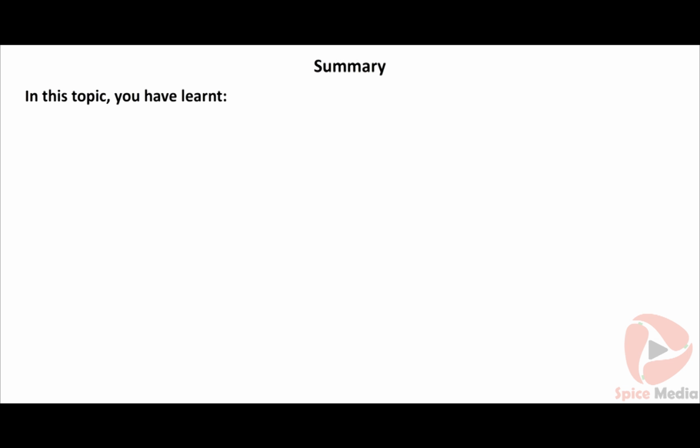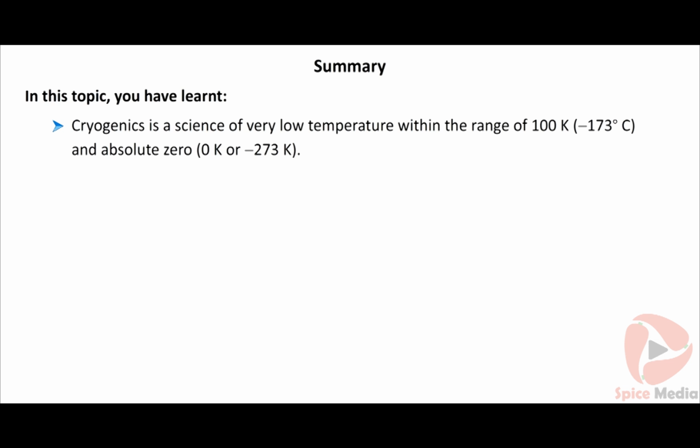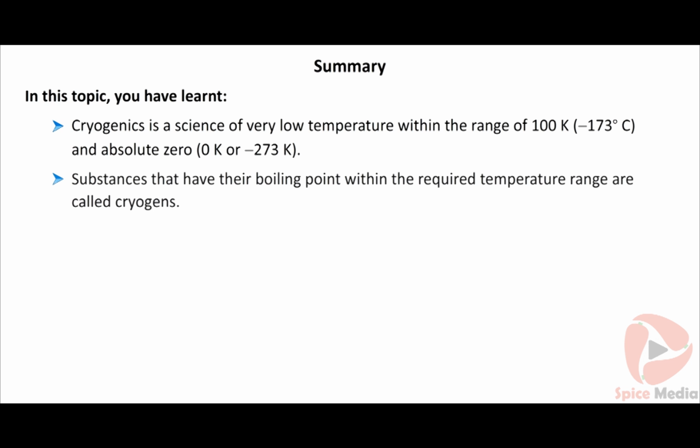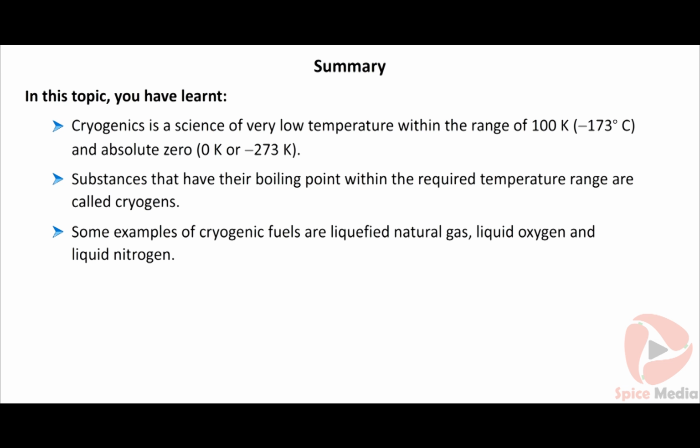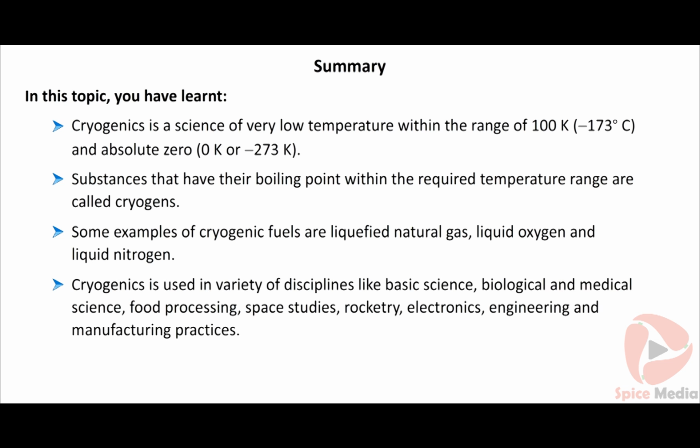In this topic, you have learned cryogenics is a science of very low temperature within the range of 100 Kelvin, minus 173 degrees Celsius, and absolute 0 Kelvin, or minus 273 degrees Celsius. Substances that have their boiling point within the required temperature range are called cryogens. Some examples of cryogenic fuels are liquefied natural gas, liquid oxygen, and liquid nitrogen. Cryogenics is used in a variety of disciplines like basic science, biological and medical science, food processing, space studies, rocketry, electronics, engineering, and manufacturing practices.